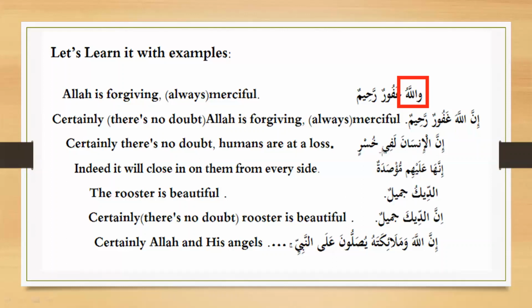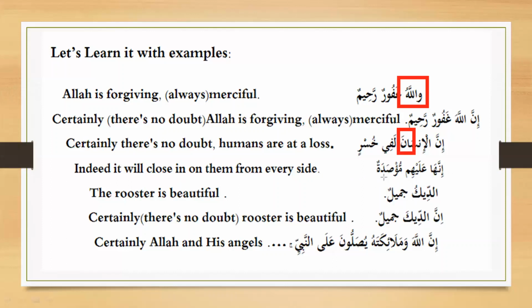Okay, next sentence. Innal insana lafi khusrin. Certainly, there's no doubt humans are at loss. So inna, again the same harf of nasb, and then al insana, one ism that is coming after inna in the sentence, and this ism is in nasb status, insana. Okay, so this is ismu inna. Then another sentence, innaha alayhim musadatun. Indeed, it will close in on them from every side.